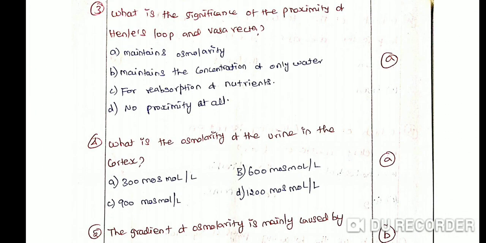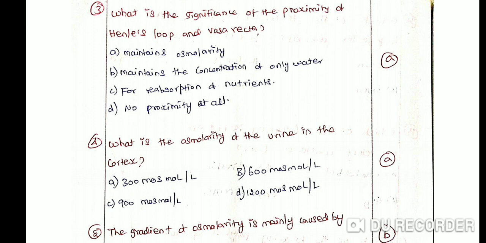Next question: what is the significance of the proximity of Henle's loop and vasa recta? Option A, maintains osmolarity. Option B, maintains the concentration of only water. Option C, for reabsorption of nutrients. Option D, no permeability at all. The correct answer is option A, maintains osmolarity.